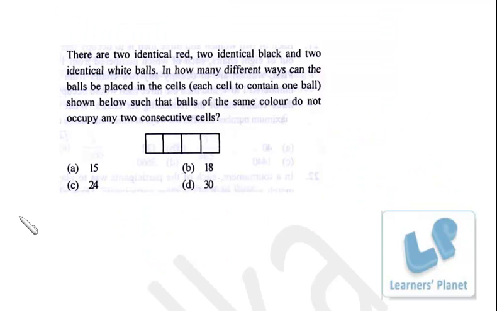Now this question: there are 2 identical red, 2 identical black and 2 identical white balls. In how many different ways can the balls be placed in the cells, each cell to contain 1 ball, shown below, such that balls of the same color do not occupy any 2 consecutive cells? Now we have 6 balls and we have 4 places to be filled up. Now for the first place we have 3 choices, right? It can be either red or black or white.